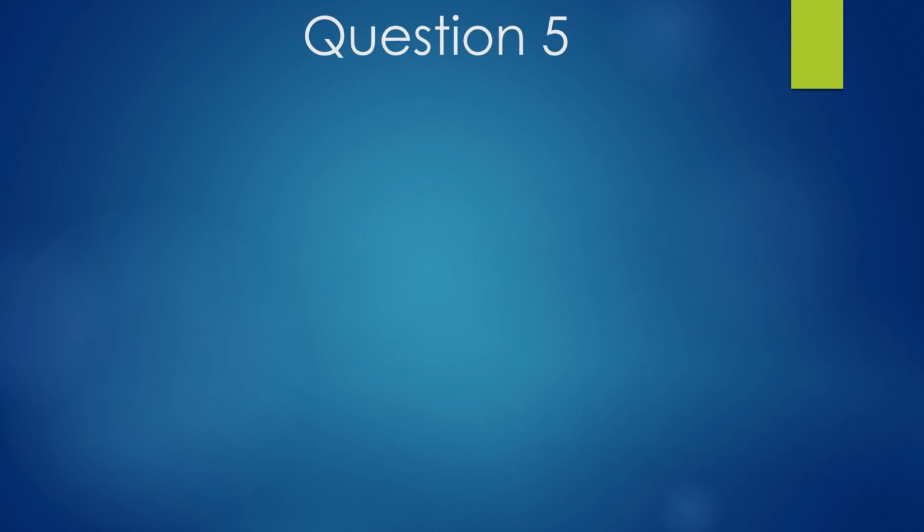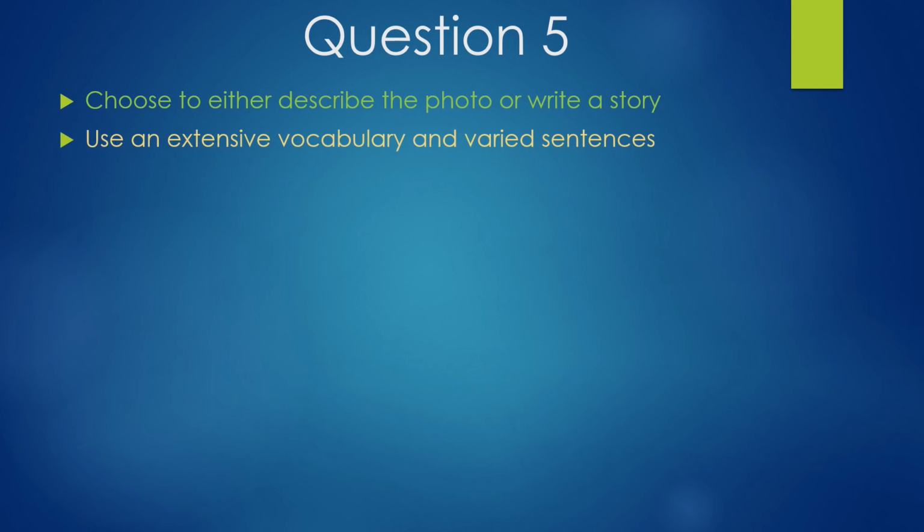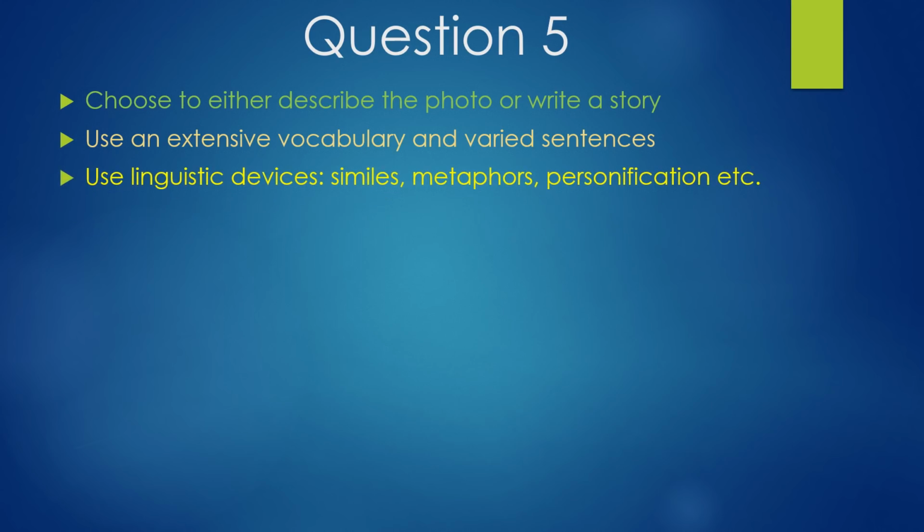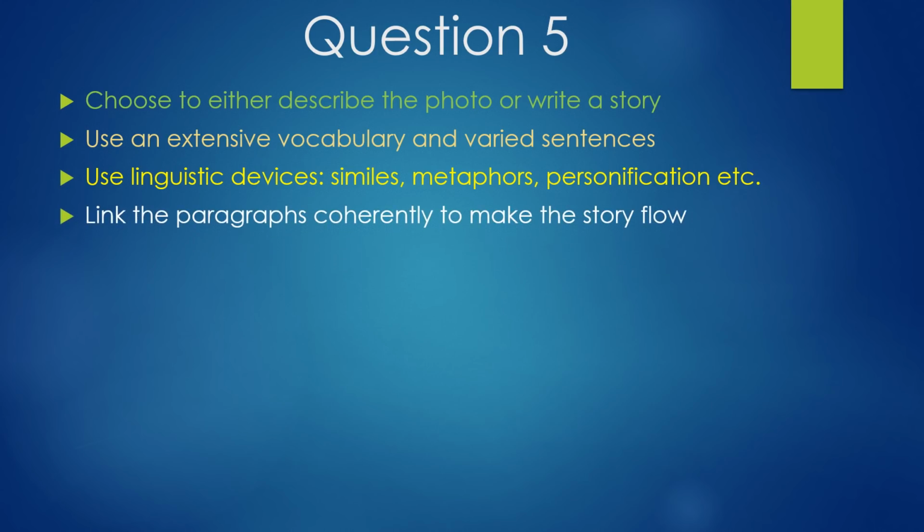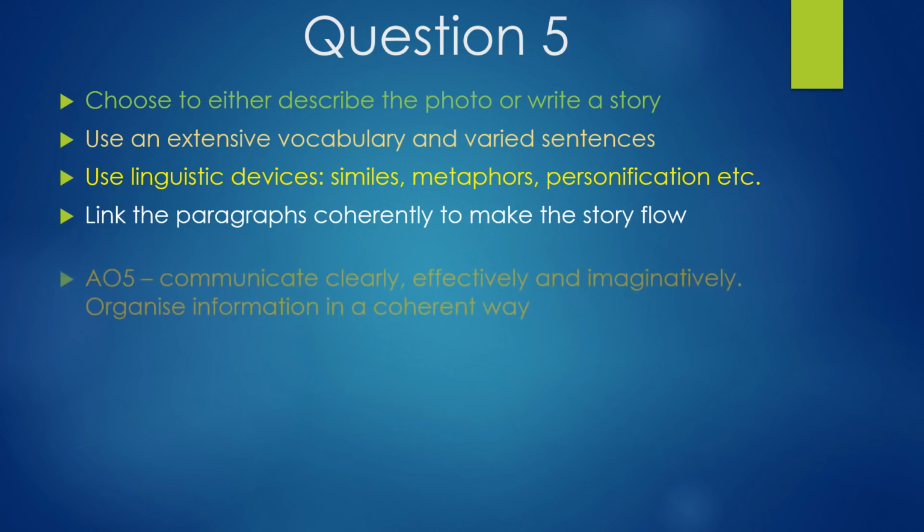Question 5. Question 5 is the whole of Section B. So you choose to either describe the photo given to you or to write a story. You'll use an extensive vocabulary and varied sentences. Use linguistic devices such as similes, metaphor, personification, etc. Link the paragraphs coherently to make the story flow.